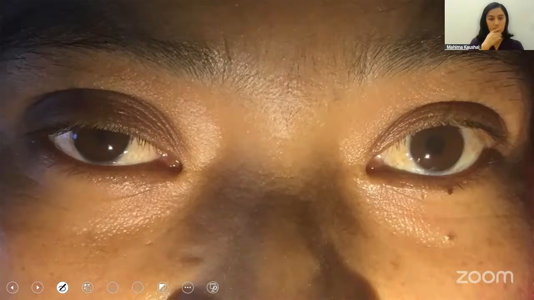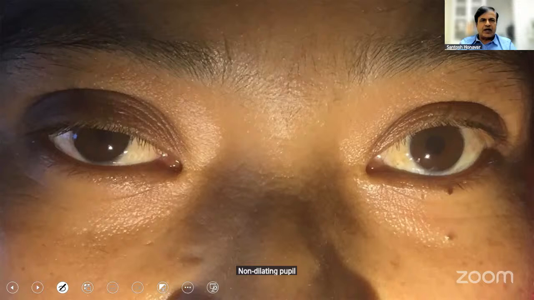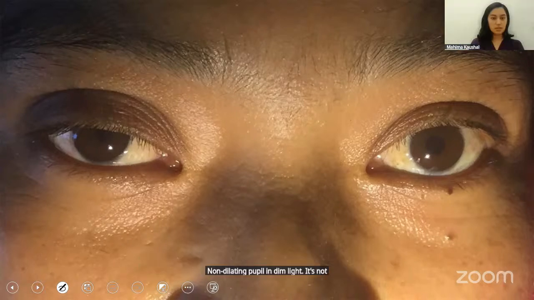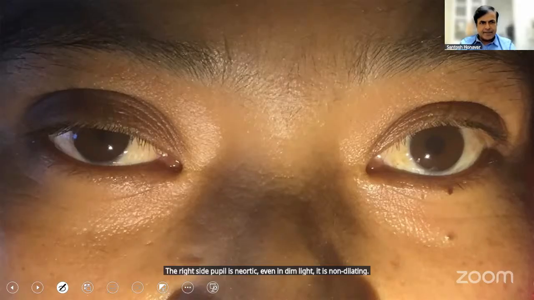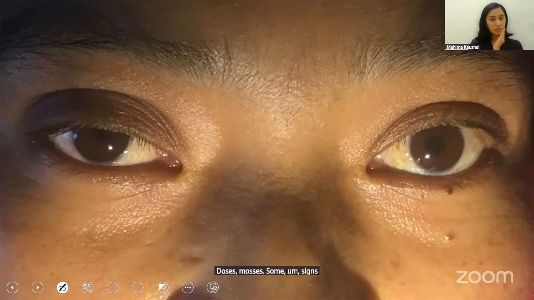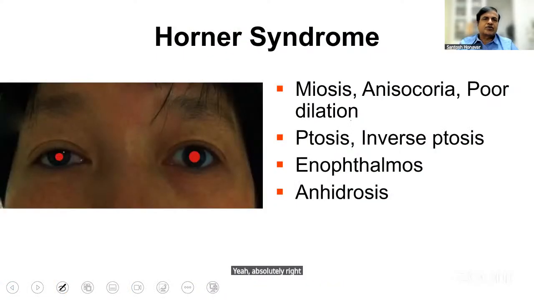The patient has unilateral ptosis and a non-dilating pupil, in dim light. Non-dilating or asymmetrical pupil? The right side pupil is miotic. Even in dim light, it is non-dilating. Ptosis, miosis. Signs of Horner syndrome. Yeah, absolutely right. So this is Horner syndrome.